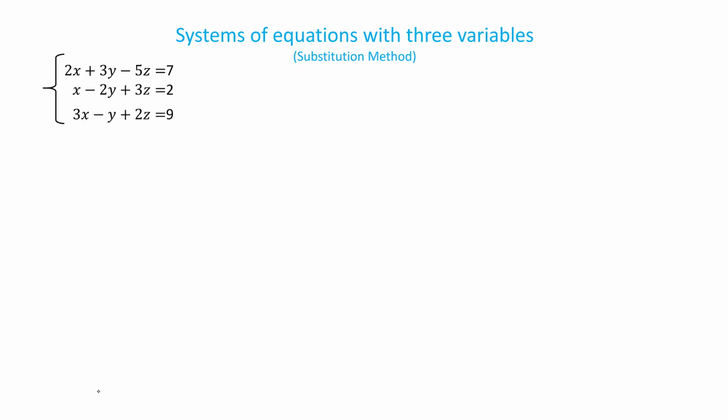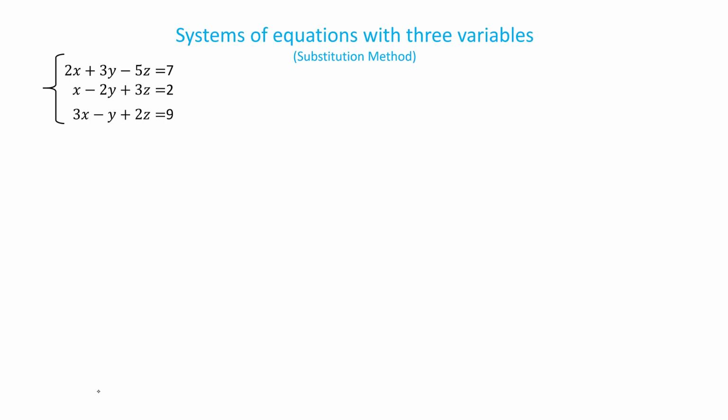In this video, we are going to see how to solve systems of equations with three variables. The method that we are going to use is the substitution method. Now, when we saw systems of equations with two variables, we needed two equations to solve them. But now, since we have three variables, we need three equations to solve it. Since we have three equations in this example, we can go ahead and solve by substitution.